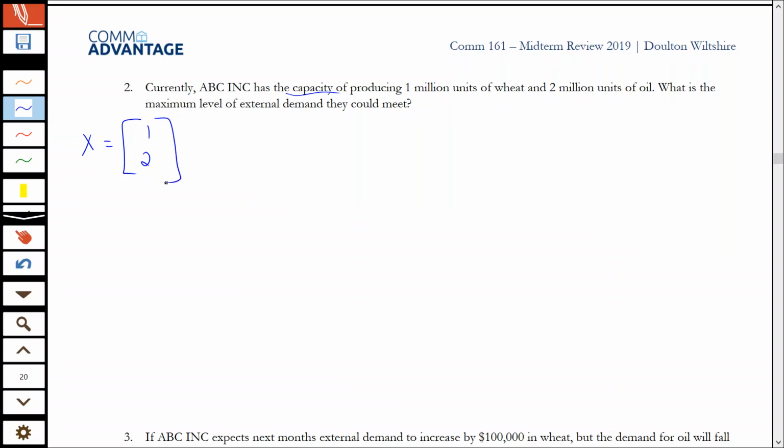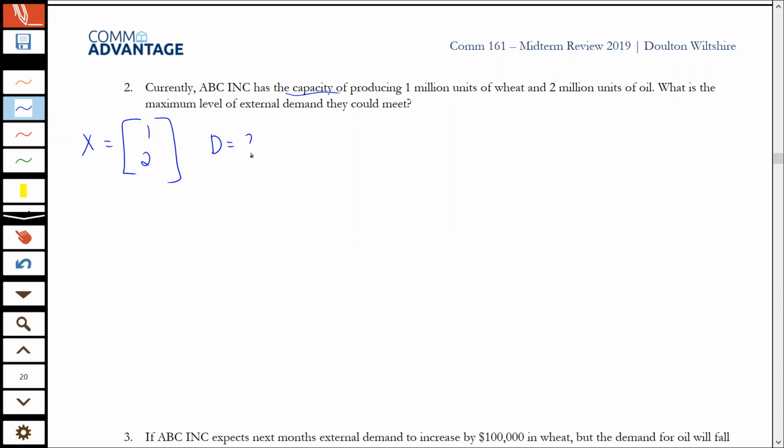And I'm going to do this problem in millions. I just want to recognize that whatever units we put into the problem are the units that we get out. So that first problem we put dollars in, so we got dollars out. Here I'm going to use millions of units, and that's what I'm going to end up getting out in my answer. And I want to know what that level of demand is.